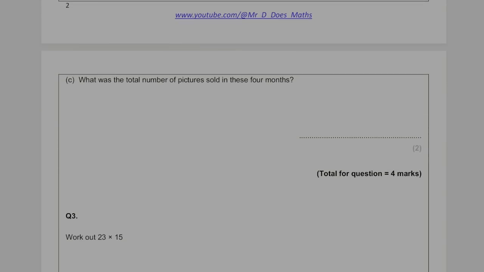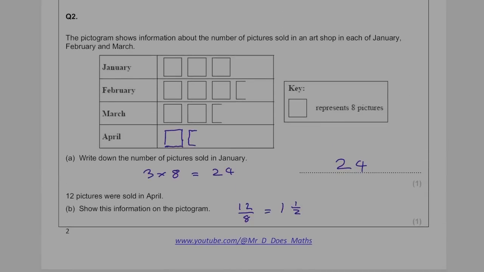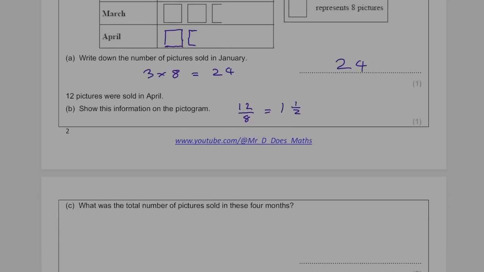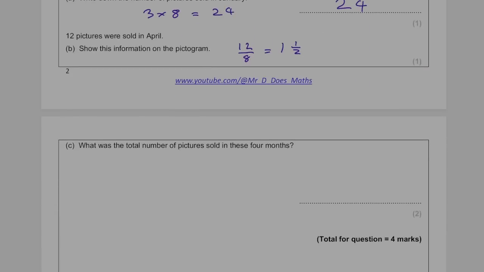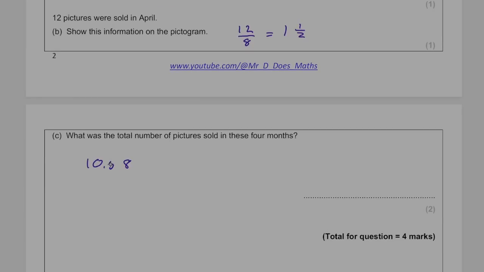And part C, what is the total number of pictures sold for all 4 months? So I'm going to try and count this in terms of full squares. So I've got 1, 2, 3, 4, 5, 6, 7, 8, 9 full squares, 10, 10.5. So I'm going to go 10.5 times 8. Sorry, 10.5. Missed out my 0.5. 10.5 times 8. Well, 10 times 8 is going to be 80, and then a half of 8 is going to be 4, so we're looking at 84.